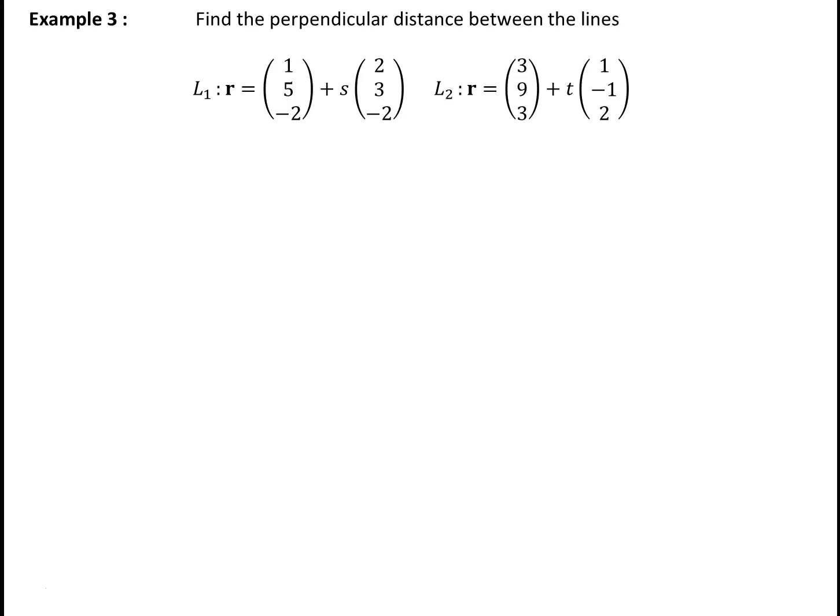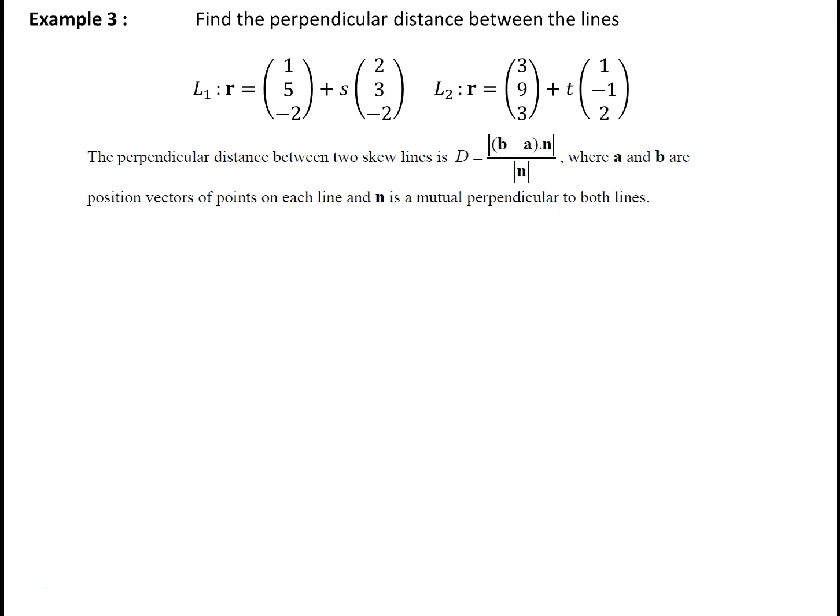So we're going to find the perpendicular distance between the lines r equals (1, 5, -2) plus s times (2, 3, -2) and the line r equals (3, 9, 3) plus t times (1, -1, 2). The first thing we've got to do is find a vector which is perpendicular to the two direction vectors.